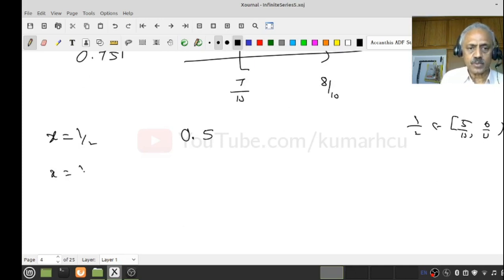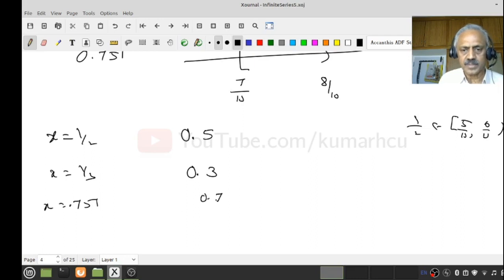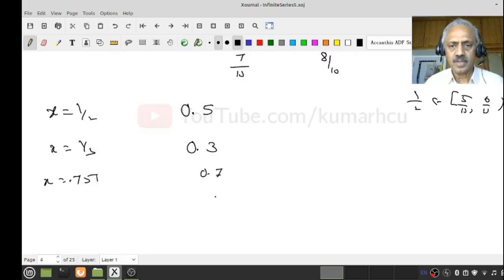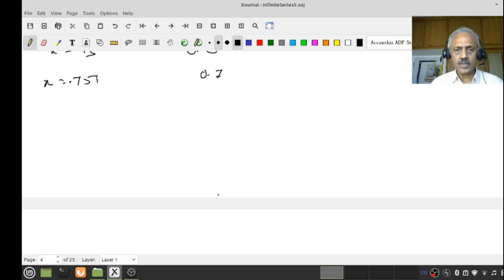Whereas when x equal to 1 by 3, I'll write the first decimal expansion as 3. And for x equal to 0.751, I'll write it 0.7. Have you understood? Now, how do I turn this into analysis? Okay, right. So the way to do that is the following. Let us look at.